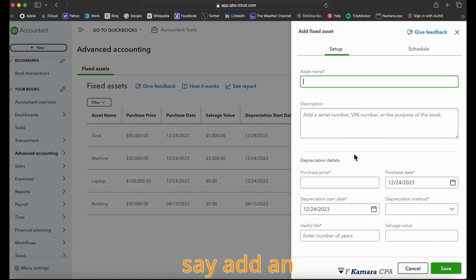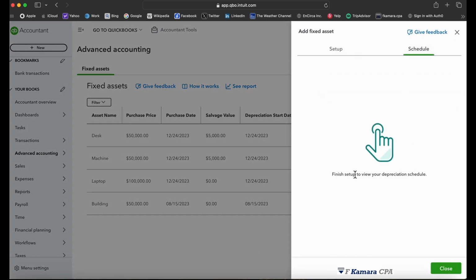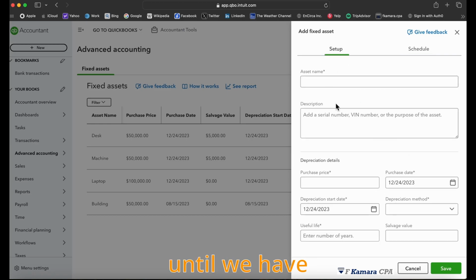So let's just say add an asset. Once you click add an asset, you can see you have the schedule, which right now we cannot view until we have set up. So first we need to add the asset name. In this case, let's say this is fitting, right?